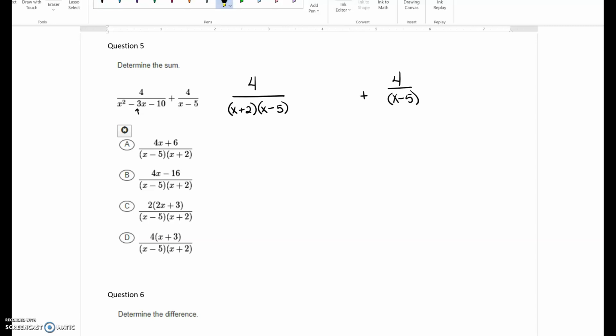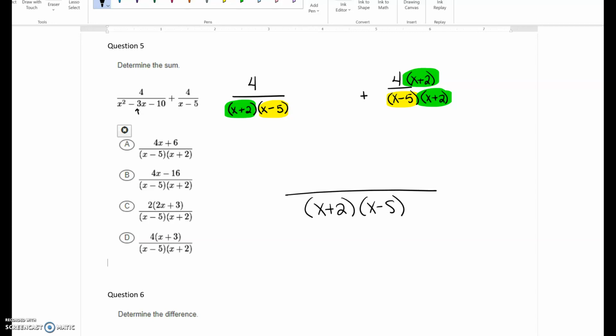Okay, play the matchy game. Both of these have x minus 5. The first one has x plus 2. So to make them match, this one needs x plus 2. You have to put it on the top and the bottom. Now, our common denominator is x plus 2, x minus 5.